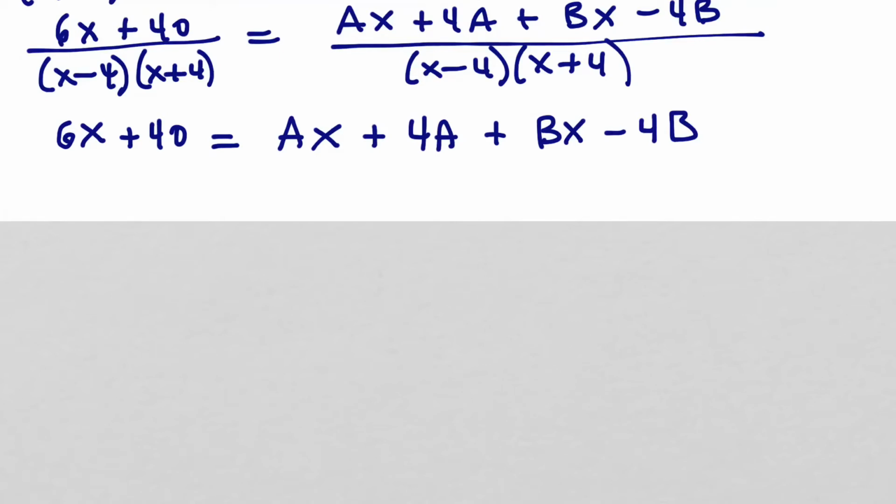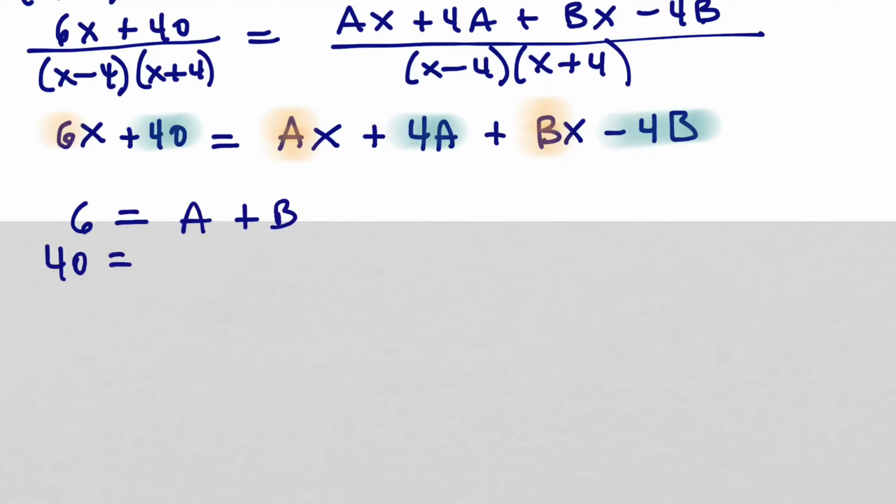All right, so now we're ready to highlight our coefficients so we can set up our system of equations. Since there are two unknowns, A and B, we should have a 2 by 2 system of linear equations to solve. So let's make our coefficients of the x here and here one color. That's one equation. And our constants another color. And we'll set up our system of equations. So we've got 6 is equal to A plus B. We have 40 is equal to 4A minus 4B. So we have a 2 by 2 system of linear equations.